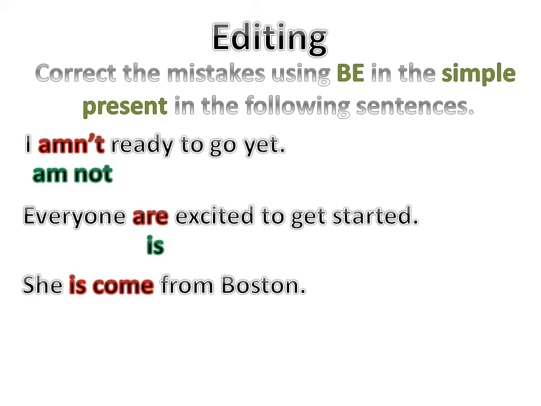She is come from Boston. The correct way to say this is she is from Boston. Please remember that when you use the be verb in the simple present, it is your main verb, which means it is the only verb. Do not combine it with other verbs.